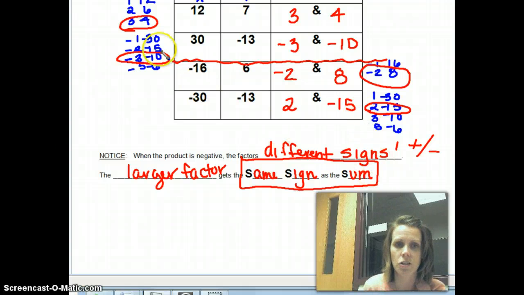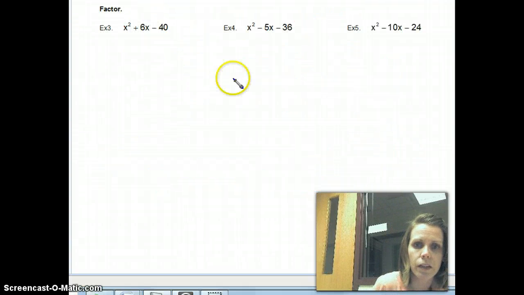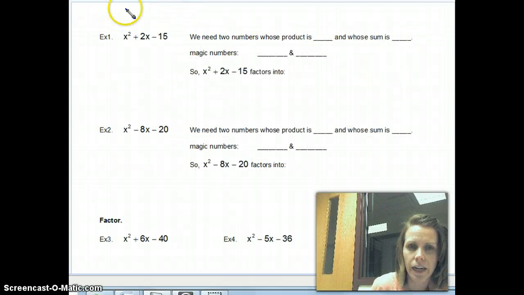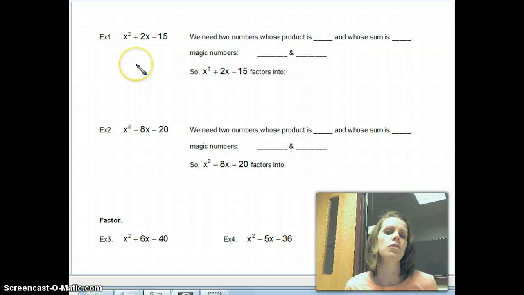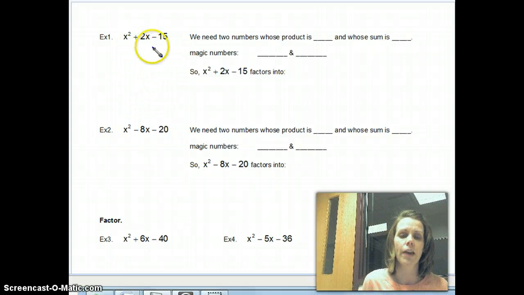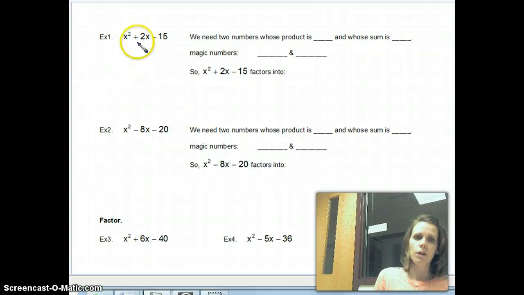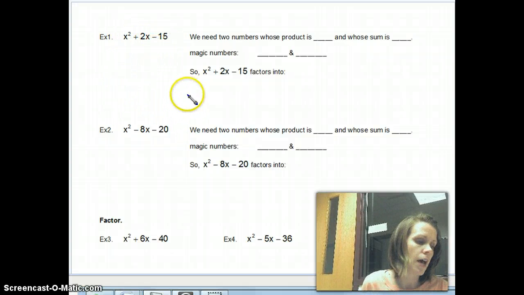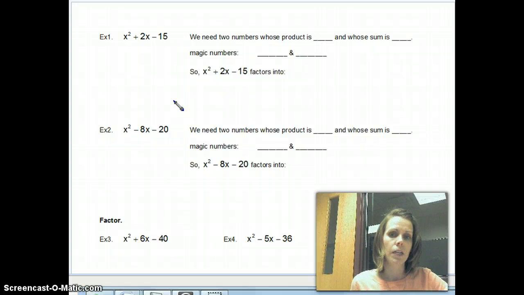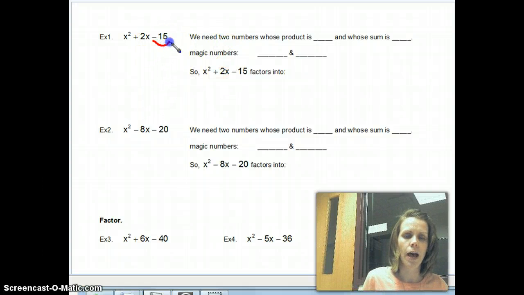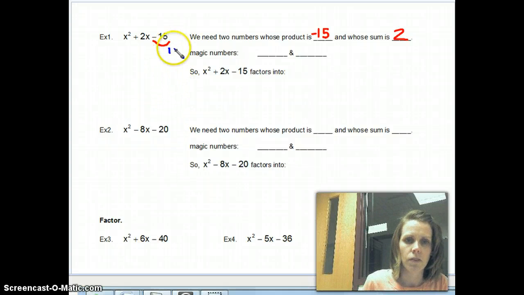Okay? All right, so let's try some in real time. Look here, okay? So these are the quadratic equations, or trinomials, you're going to have to factor out. So if we have x squared plus 2x minus 15, remember we're going to look for those magic numbers. And we know that we need two numbers whose product, remember this is the product we're looking for, needs to be negative 15, and it needs to add to be 2. So let's look for those magic numbers. I'm going to list my factors of 15. So my factors of 15 are going to be 1 and 15, and then 3 and 5, and that's it.